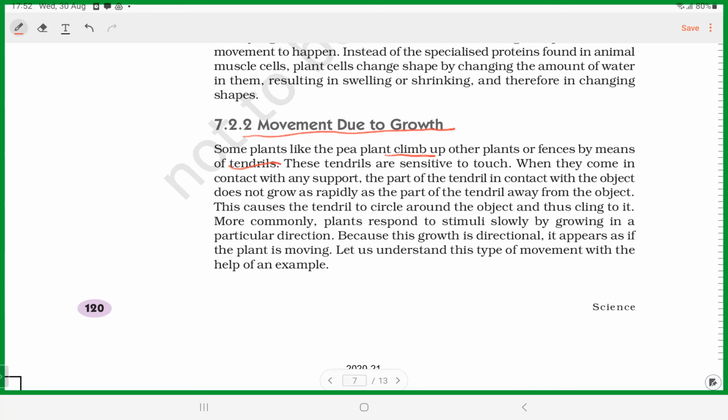So tropism is the main thing, and plants show a lot of variation in their tropism, but all are connected with the movement related to growth. Can you understand? Fine. So what are the different types? Generally they respond to stimulation slowly by growing in a particular direction.